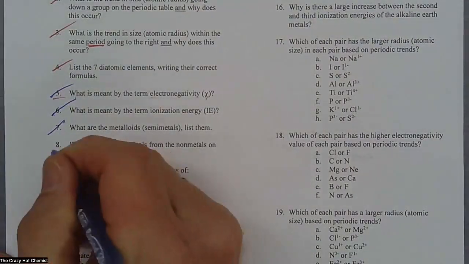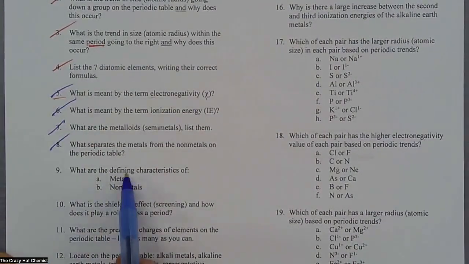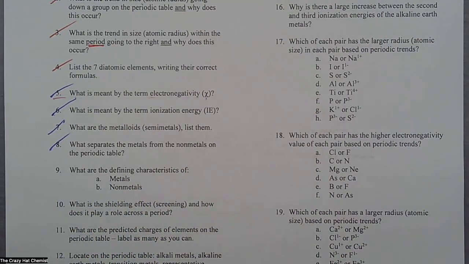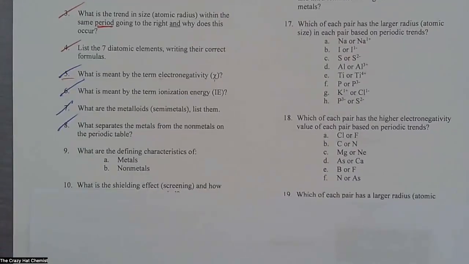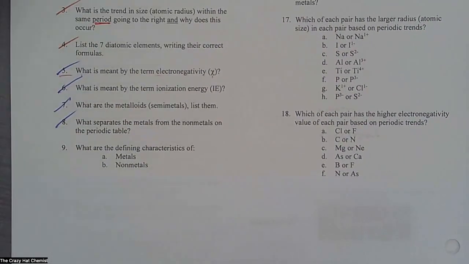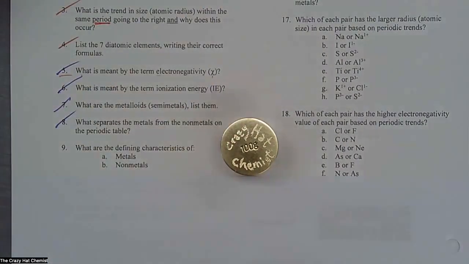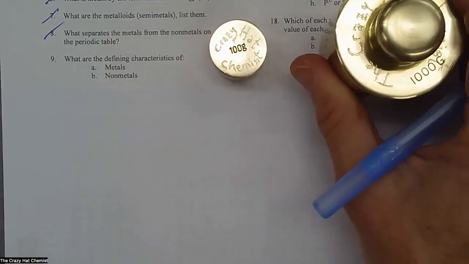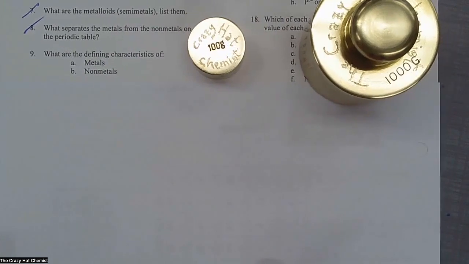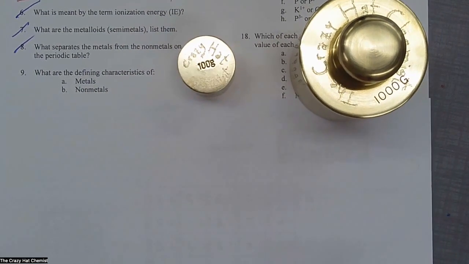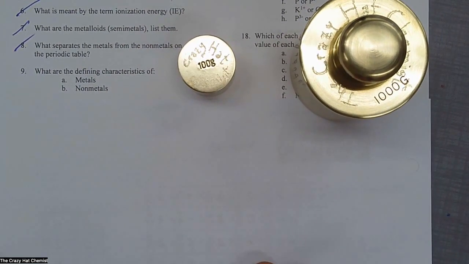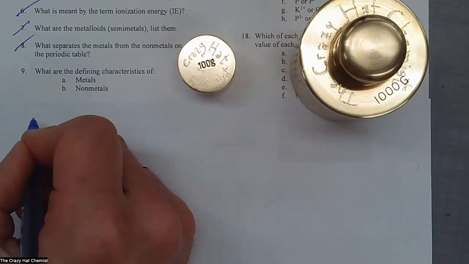Well, so let's see what we can do. What are the defining characteristics of metals, and what are the defining characteristics of non-metals? Okay, so let's see if we can sketch those out for what are the defining characteristics for metals and non-metals. All right. So what are the defining characteristics of metals? So we're just going to write them out.